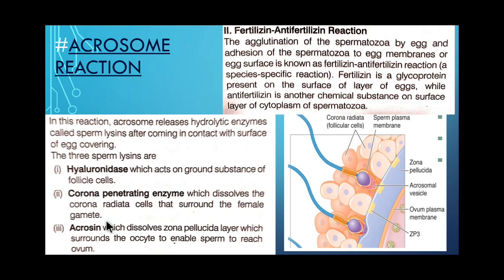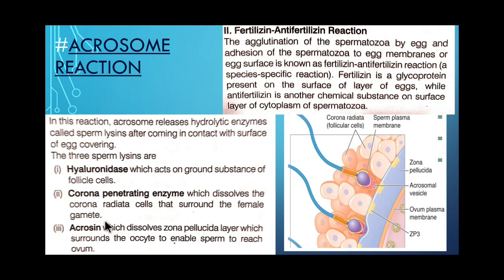Hyaluronidase is an enzyme that dissolves the ground substances that bind the follicle cells of the ovum together to form the corona radiata. Next is the corona penetrating enzyme, which dissolves the corona radiata region, and the other one is zona lysin or acrosin, which dissolves the zona pellucida layer that surrounds the oocyte to enable the sperm to reach it. Now, calcium ion plays an important role in the acrosome reaction. Other factors, like optimum pH and temperature, are also important.